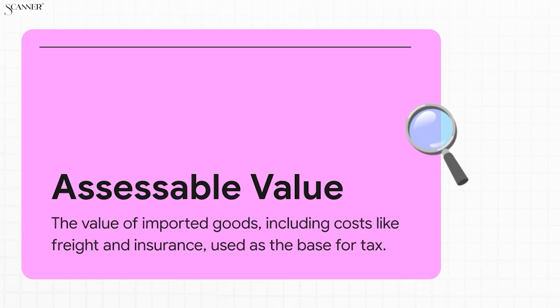Well, the accessible value is basically the total value of your goods when they show up at the border. And that includes things you might forget, like the cost of shipping and insurance. It's the true all-in cost of getting that product to the country before any government taxes get slapped on top.